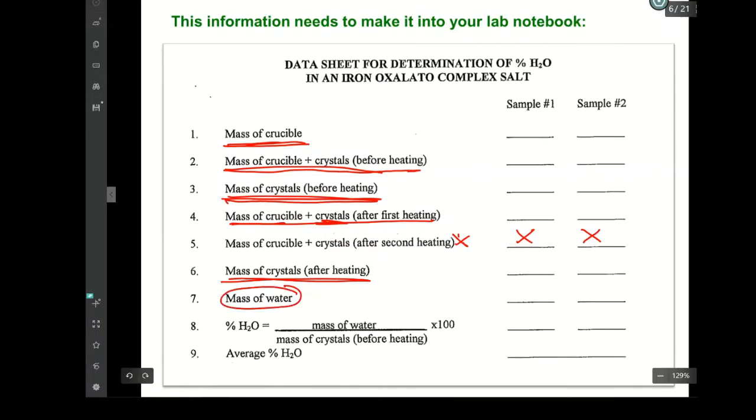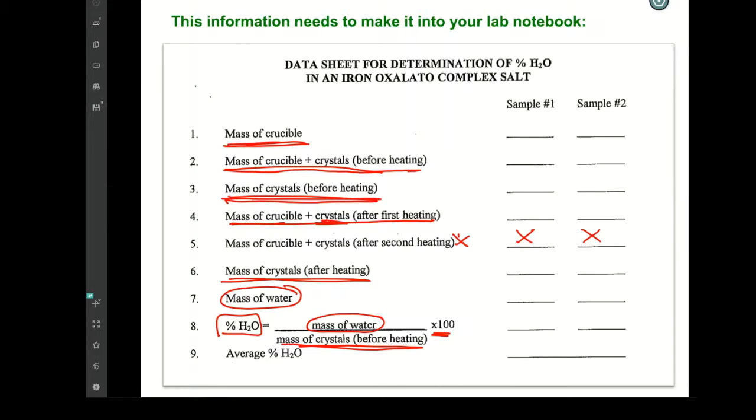Okay, so you're going to be able to tell the difference of the crystal mass before and after heating, because the amount that it decreases is going to be the mass of the water. Okay, so once you know the mass of the water, you're going to be able to calculate the percent water in your sample. So you'll have the mass of the water that was driven off while heating divided by the mass of the crystals before heating, the green crystals that you put into the crucible. And so that times 100 is going to give you your percent water.